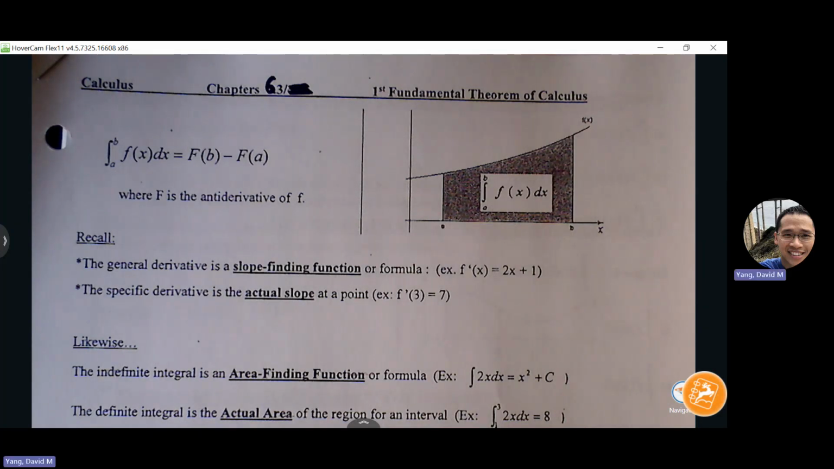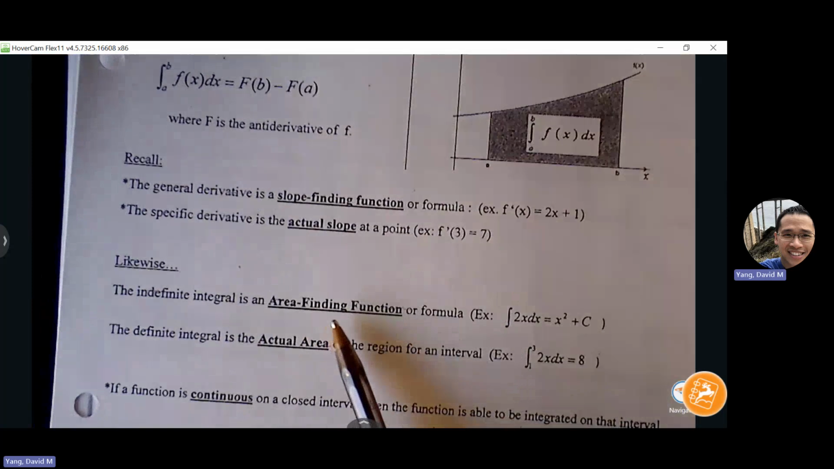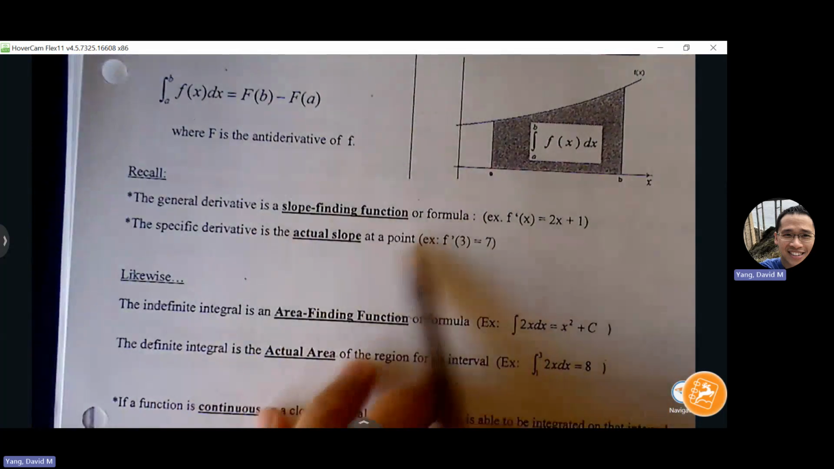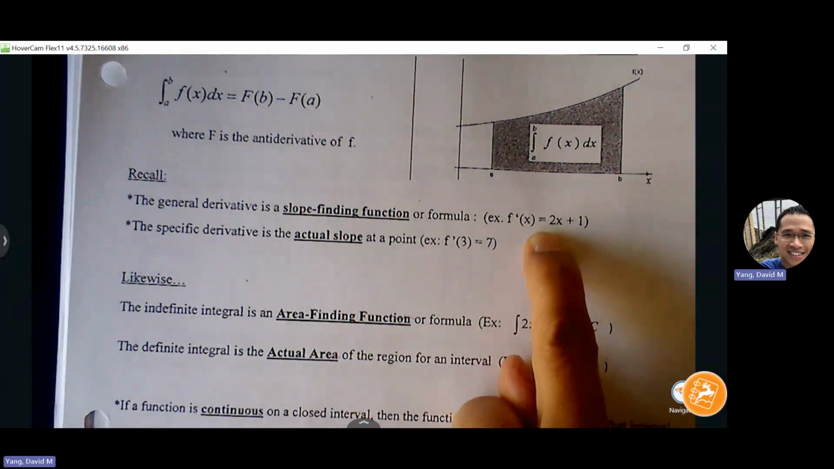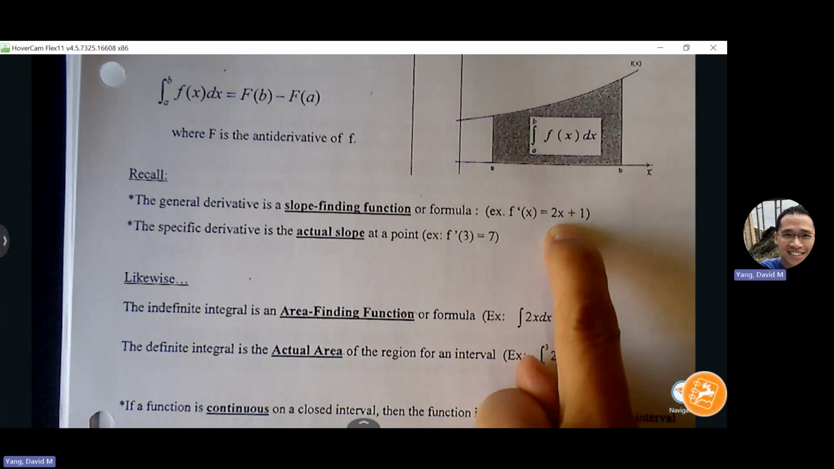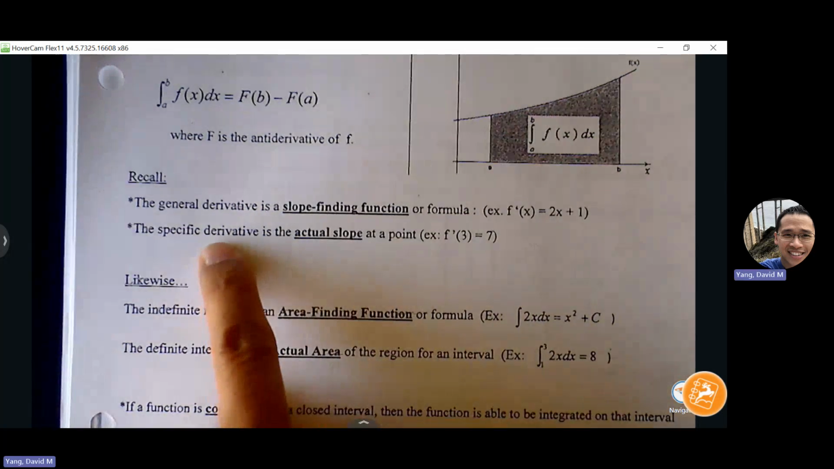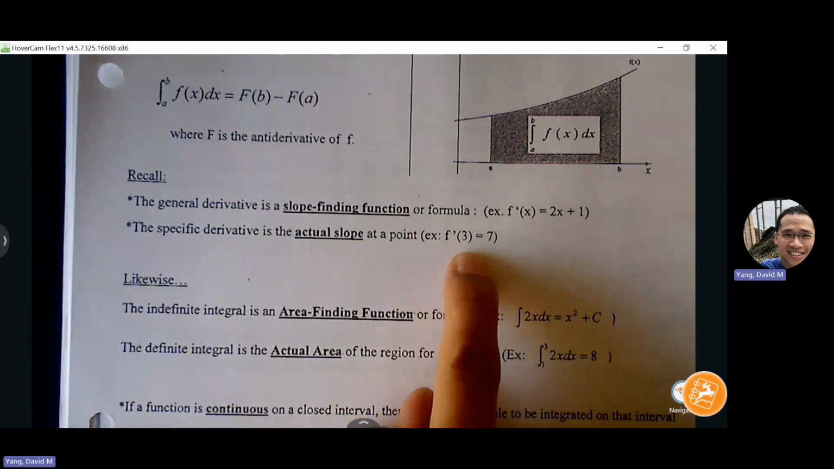So this is called the first theorem of calculus, which really is just involving bounds. Let me back up. We know a general derivative is a slope finding function, right? If I find f prime 2x plus 1, that's not the actual slope value. It's a slope formula that I can use to find the actual slope. Once I have the formula, I can plug in 3 or 5 or 6, and I can figure out the exact steepness of that curve at that point.